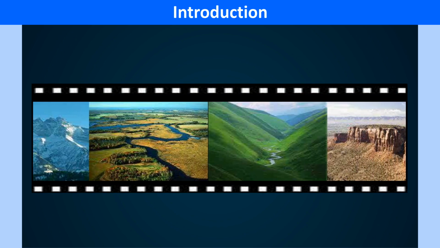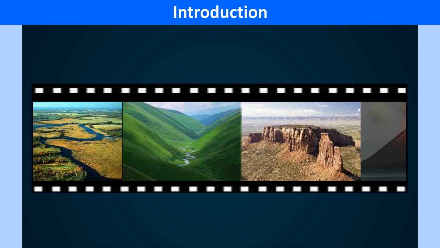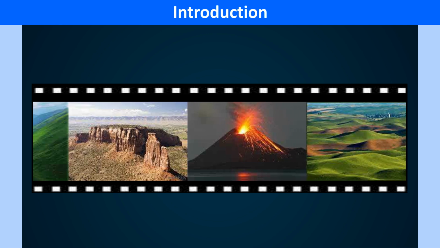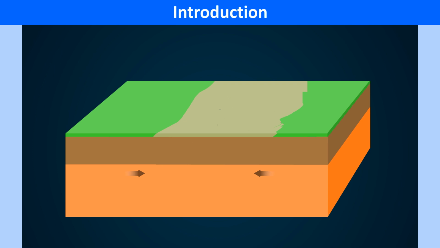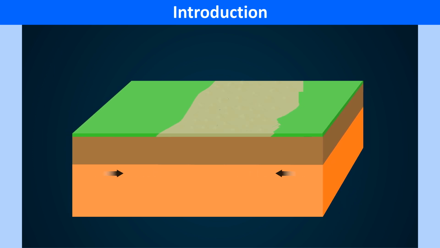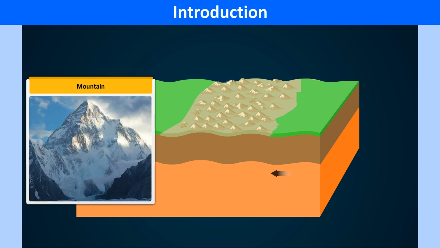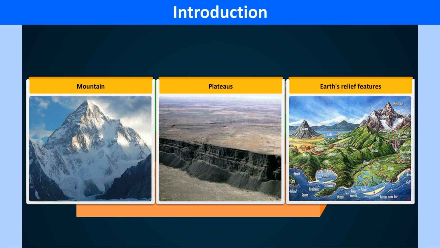Introduction. The surface of the earth is varied. Have you ever wondered why there are so many different landforms? Let us find out. There is movement under the earth's surface. The plates, or large slabs of solid rock, are driven by the heat of the layers below them. When these plates crash into each other, various kinds of landforms such as the mountains, plateaus and other relief features are formed on the surface of the earth.